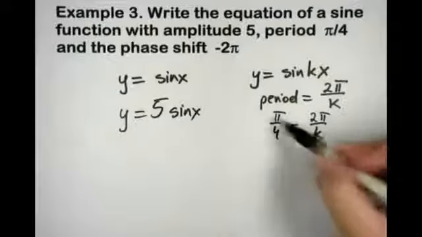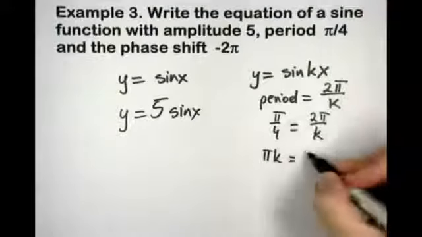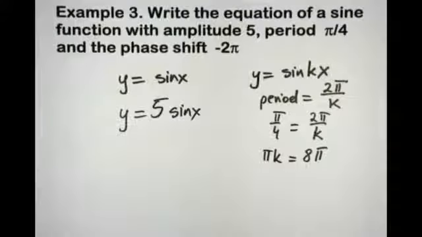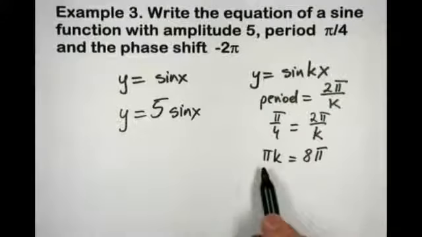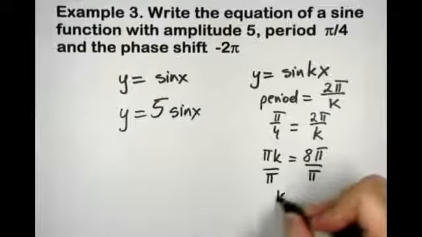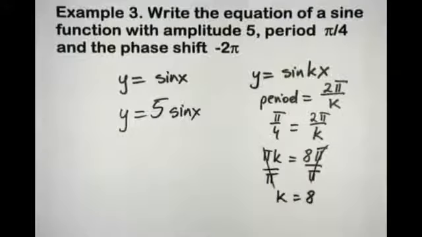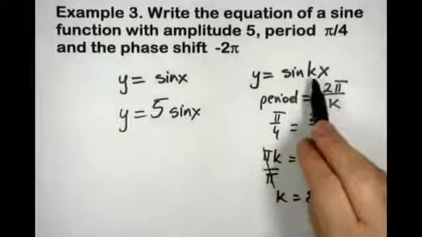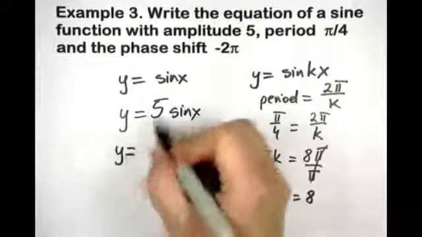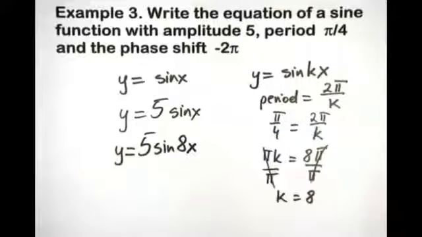So I can cross multiply. I have pi k equals 8 pi, divide by pi. So my k is equal to 8. So the graph is right here. We'll have y equals 5 sine 8x. That means the graph was compressed 8 times.